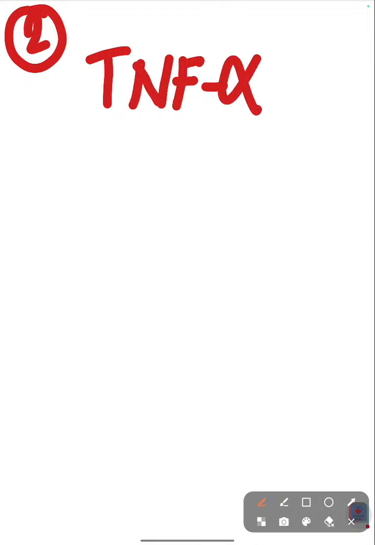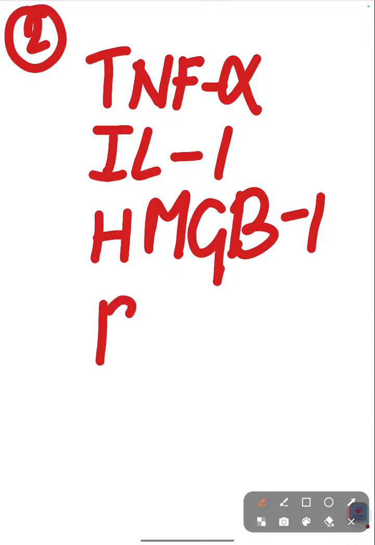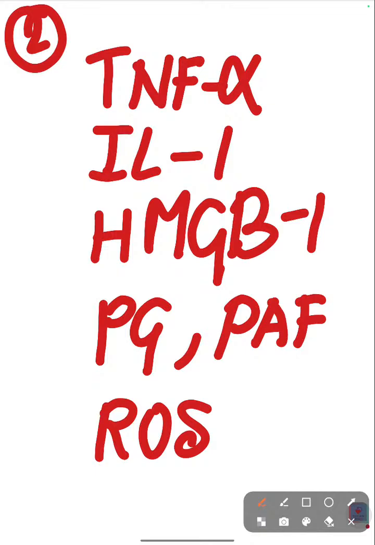What will they do? The activation of macrophages and neutrophils. Activation of these cells stimulates pro-inflammatory cytokines, that is TNF alpha and interleukin 1. Other inflammatory mediators such as high mobility group box 1 are released. Chemical mediators of lipids such as prostaglandins and platelet activating factor are released, and reactive oxygen species are generated to kill the pathogen.